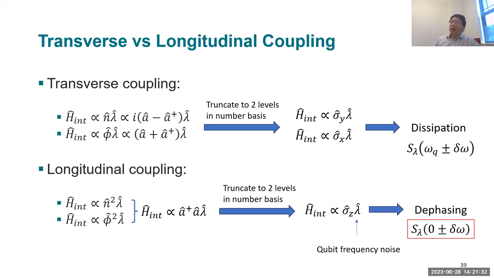Okay, so now we're going to talk about different types of coupling operator. There is a big distinction we talked about at the very beginning of the lecture between transverse coupling and longitudinal coupling. So what does that mean? Transverse coupling means coupling the environment to the sigma x or the sigma y of your qubit, and longitudinal coupling means coupling to the sigma z.